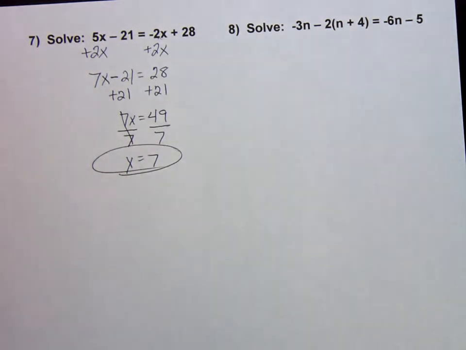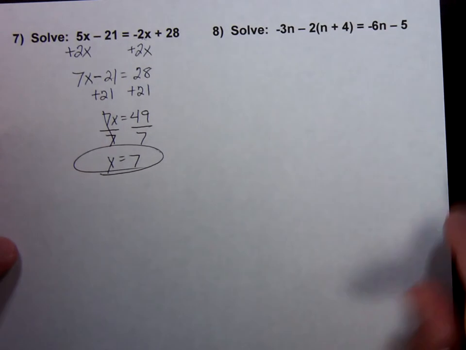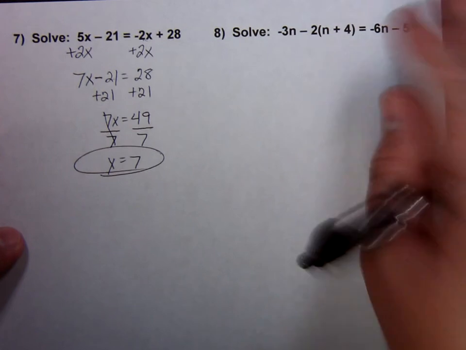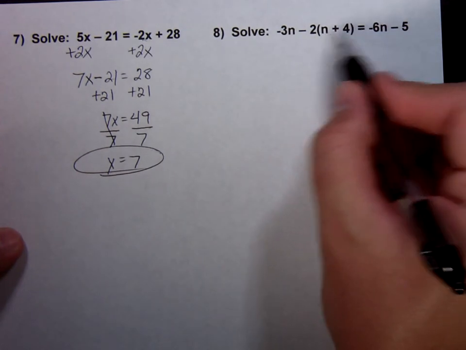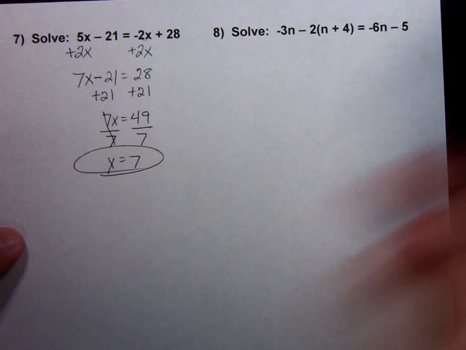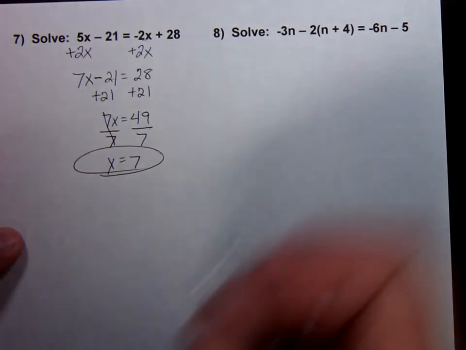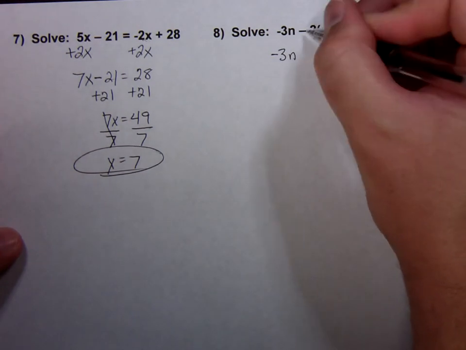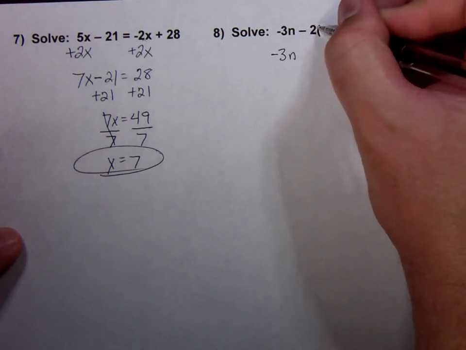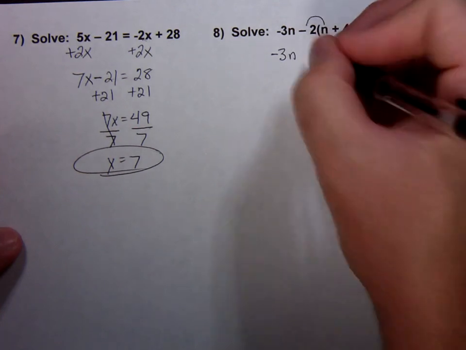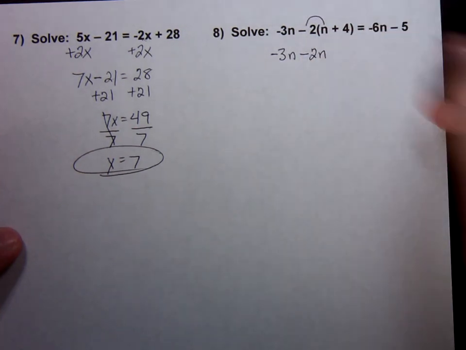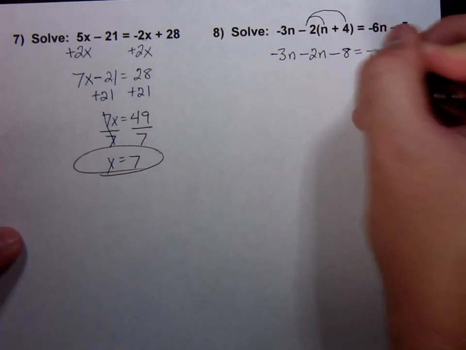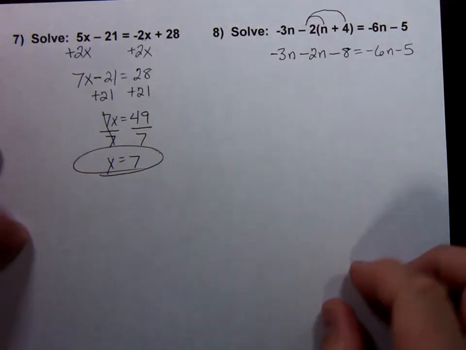Alright, last one, number 8. First step, left side of the equation is not simplified. We got some simplifying to do here. Notice the parentheses here, n plus 4 is being multiplied by a negative 2. So first step is distributing. So I'm just going to write this down again. And in here, I'm distributing. I need to make sure I keep the sign with the 2. So it's negative 2 times n and negative 2 times 4. And then I'm just rewriting the rest of the equation.